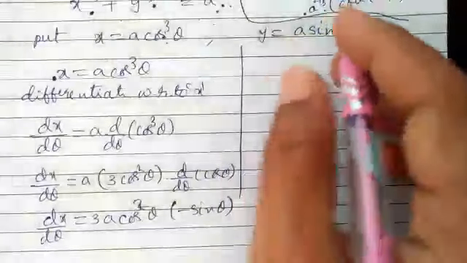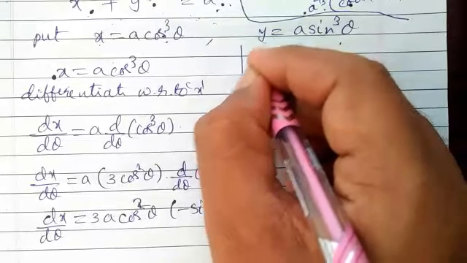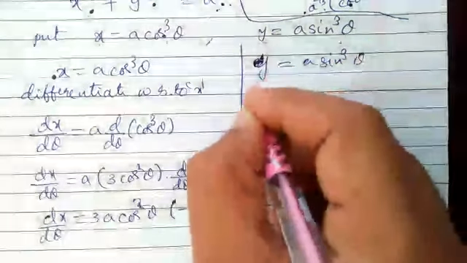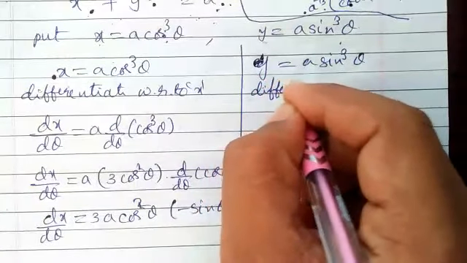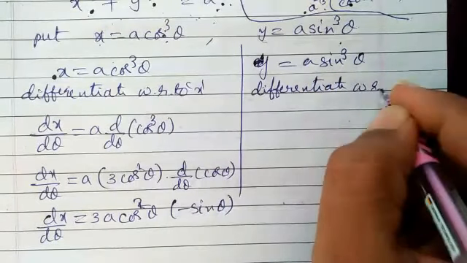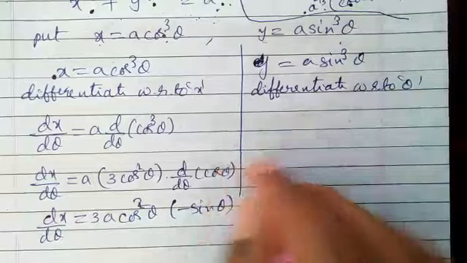What is that? dx by d theta. And same as for y also you have to calculate. y is equal to a sin cube theta, differentiate with respect to theta.